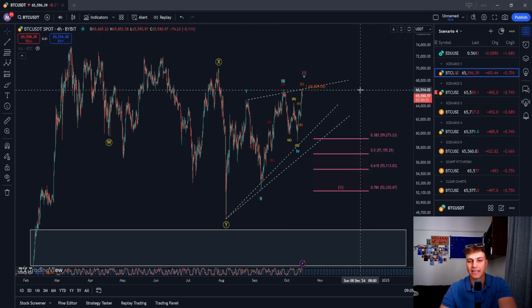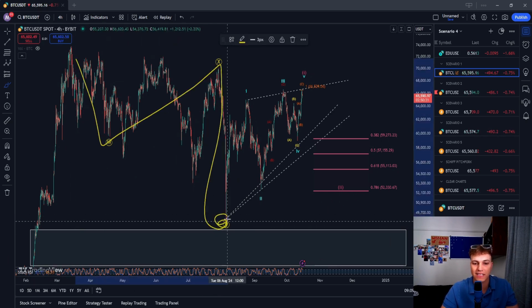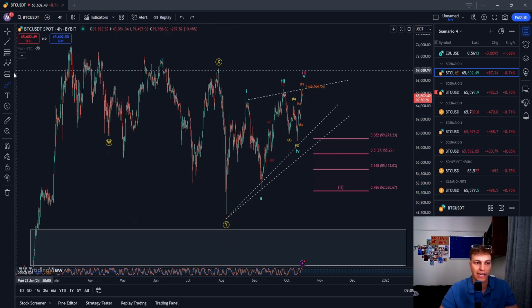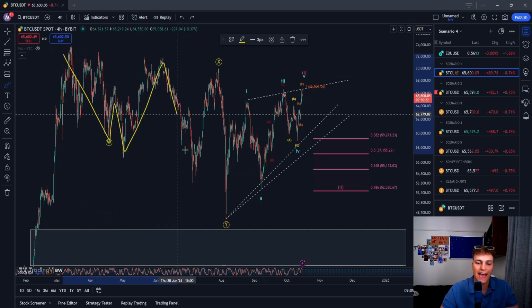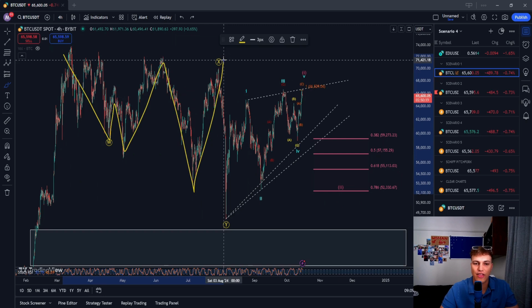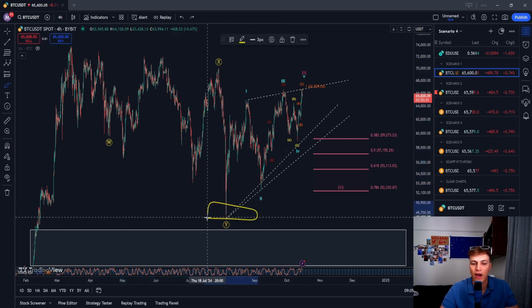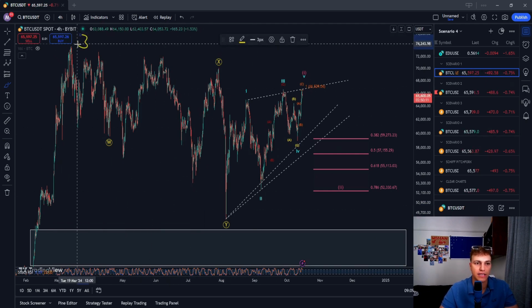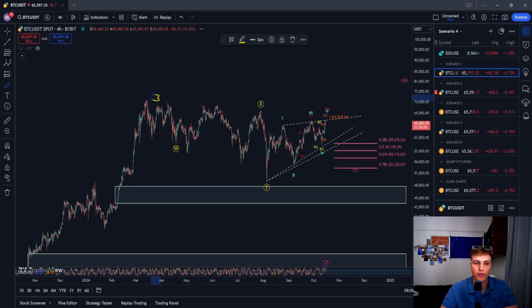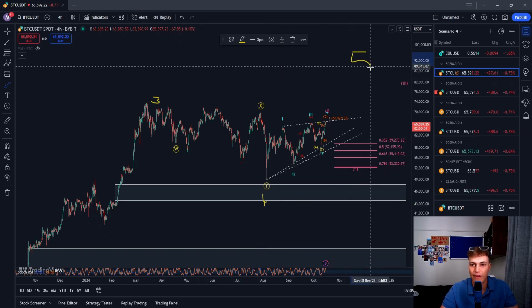We are now looking at a WXY that is indeed complete. This WXY completed at the $49,000 level. So W down, X wave in a flat structure, and then a Y straight down. This means that the low for the wave 4 on the higher time frame is indeed finished. This being the entire wave 3, this the 4, and now we are looking for that 5th wave move to the upside.